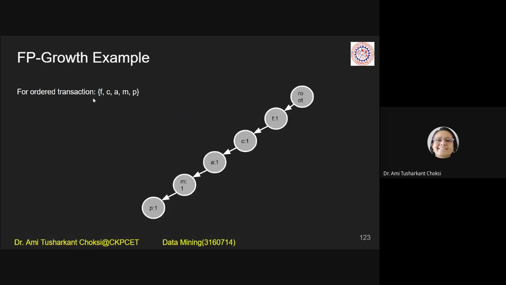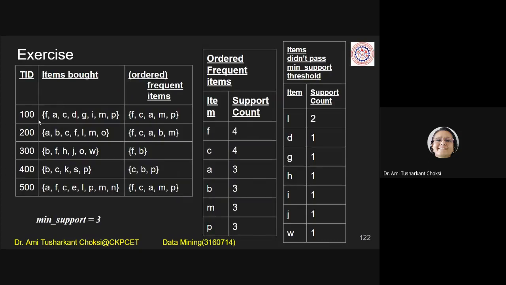For the first transaction, whatever is there, the transaction is F, A, C, D, G, I, M, P. What we do is, we get F, C, A, M, P. Where have G and I gone? That we have cut. Why have we cut them? Because they are not satisfying the condition of minimum support, right? Let us see this.